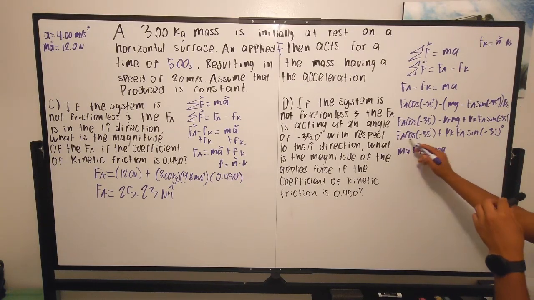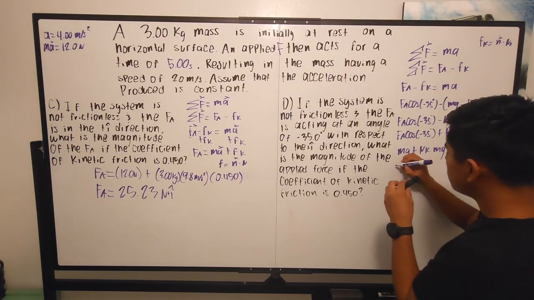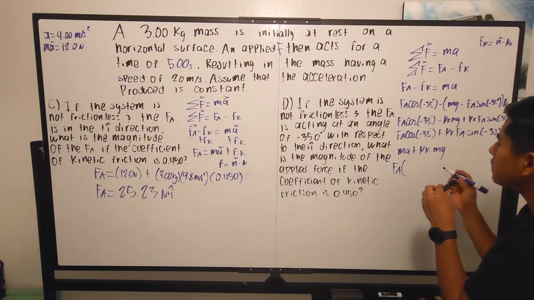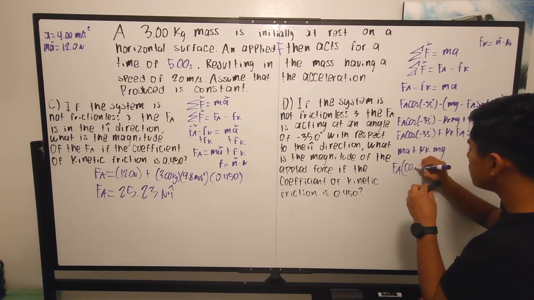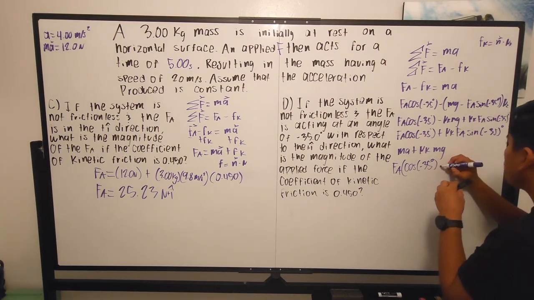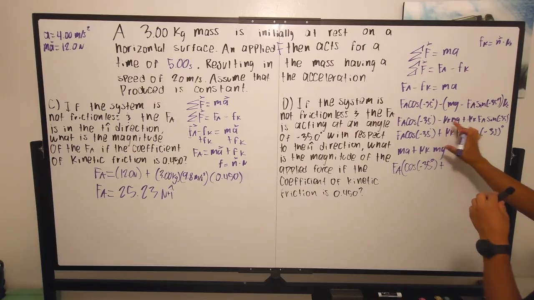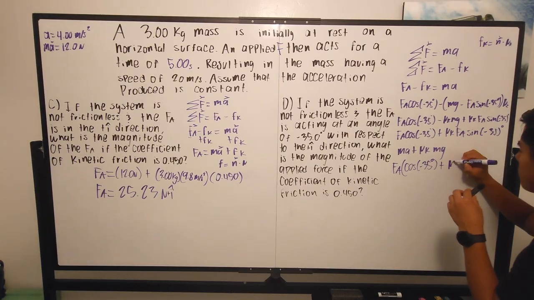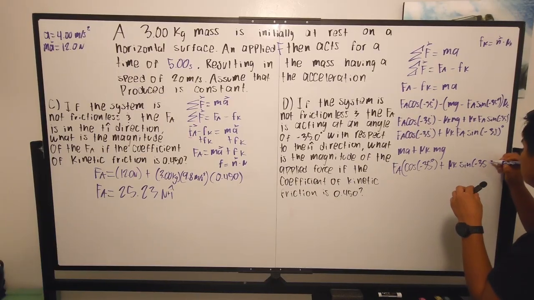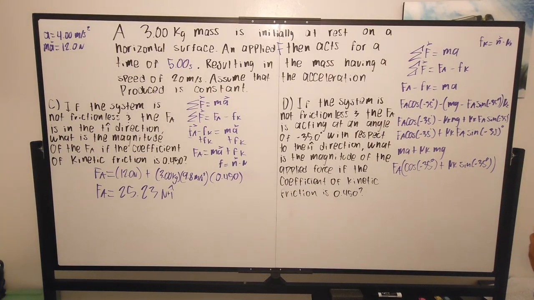And now what I'm going to do up here is factor out the applied force, FA. So that is going to look like this. It's going to be the applied force times the cosine of negative 35 degrees, not minus, plus this one, which is mu k sine of negative 35 degrees. Just like that.